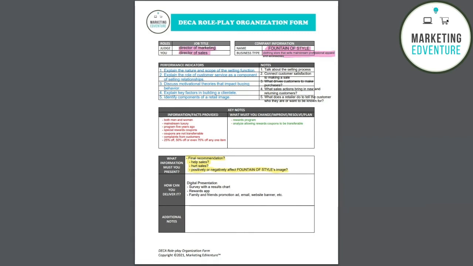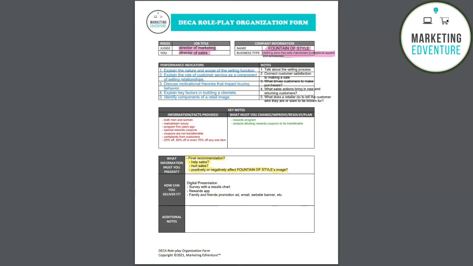Now, how can you present this information? You can present this information by having a chart that shows survey results that you've done with the consumers, the customers. You can show a rewards app that you would suggest for the company to have for the customers. You could also show a family and friends promotion. Maybe it's not a rewards program that will 100% allow transferable or shareable rewards, but maybe there's a certain time of the year that family and friends will be allowed to use those promotional coupons that are given to the rewards program customers.